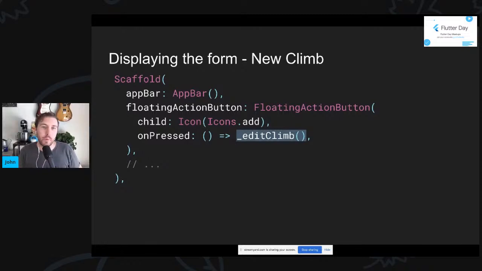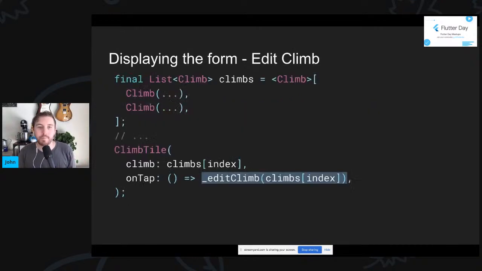Okay, so one final thing is we're going to use the same widget for when you're creating a new climb and when you're editing an existing climb. So with the floating action button, we just call edit climb with no object. That'll create a new climb. And if we tap on a climb tile from the list view, we'll call edit climb, the same method, and we'll give it an actual object that the user tapped.